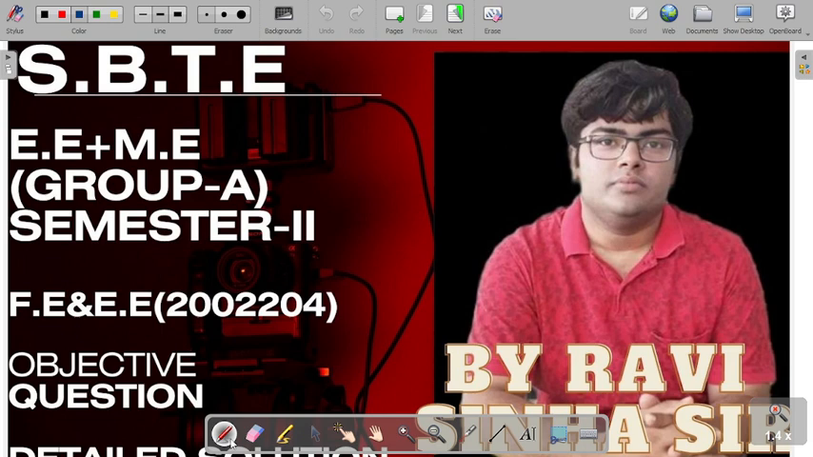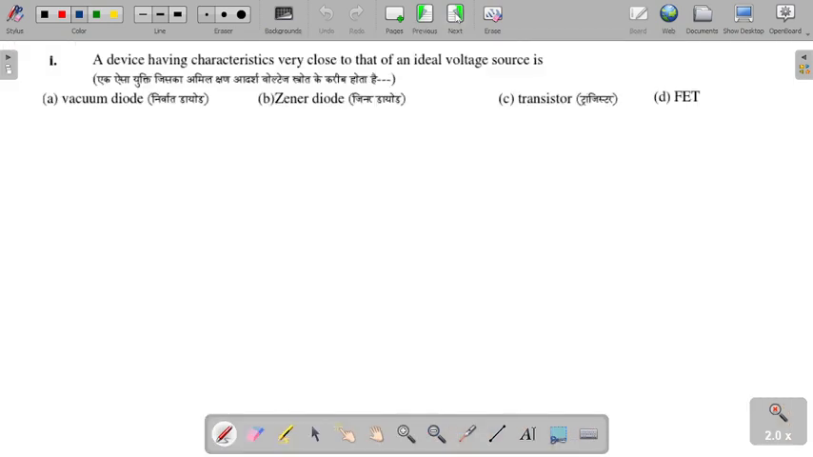Okay. So let's start the session today. First question is, a device having characteristics very close to that of an ideal voltage source is vacuum diode, Zener diode, transistor, or FET, that is a field effect transistor.